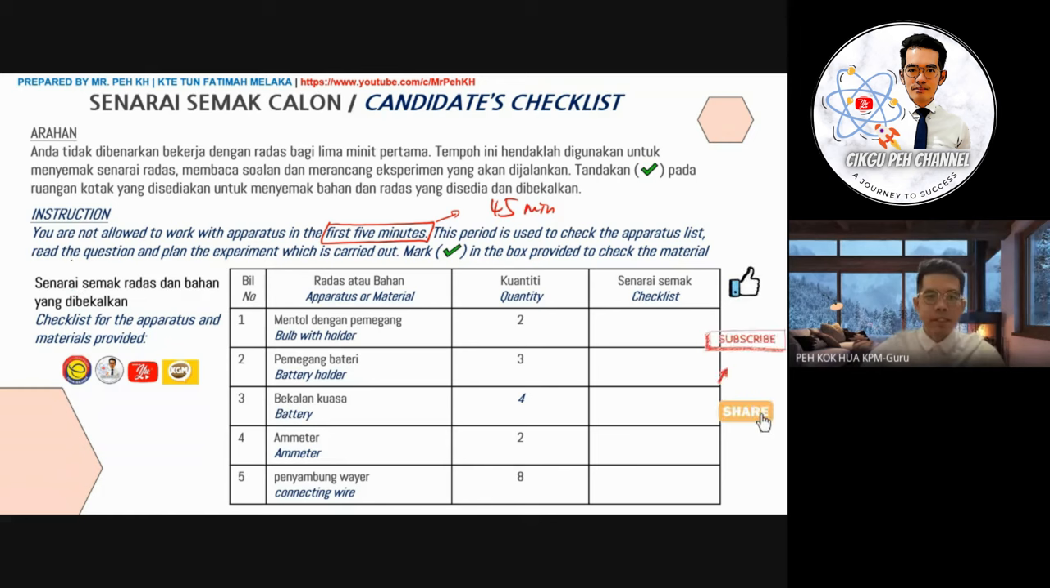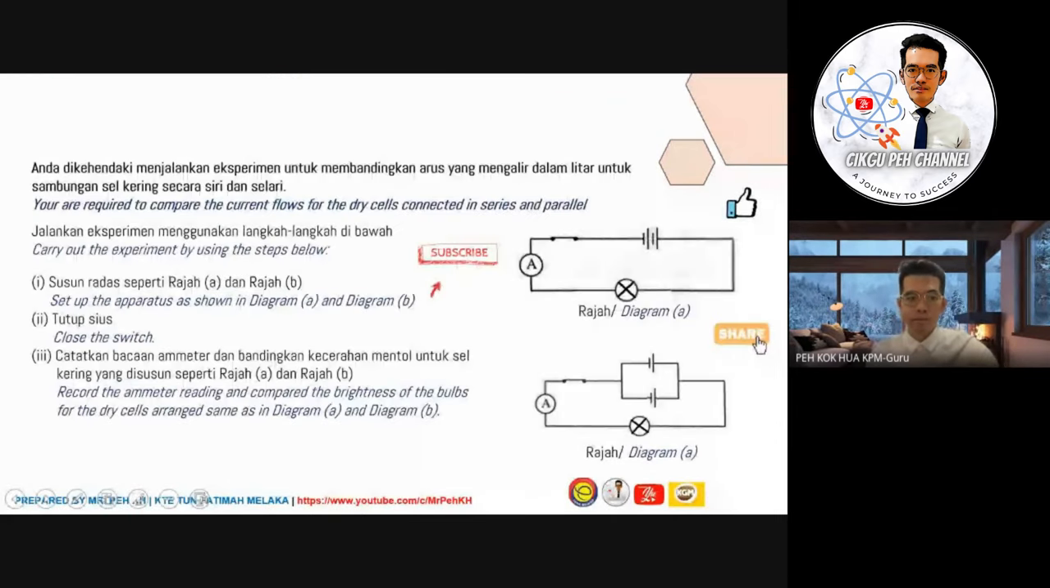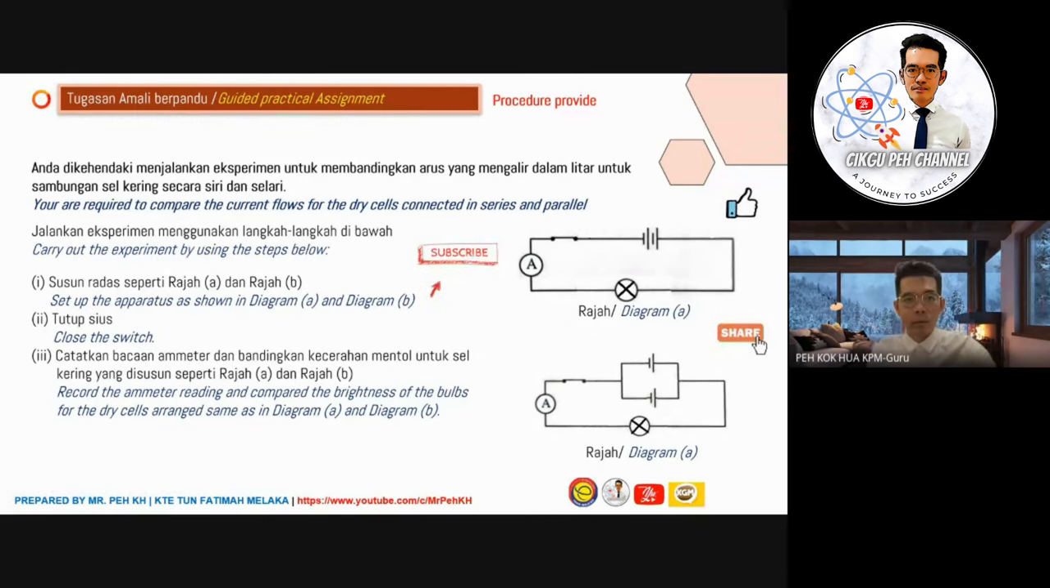Basically for this experiment, there will be two bulbs with holders to be used. Then battery holders will be 3, batteries 4, ammeters 2, connecting wires 8. Let's say you check your apparatus and all is correct. You may take the checklist and go straight to the real question and plan your experiment. In this experiment, the procedure will be provided. So this is considered a guided practical task, Tugasan Amali berpandu. Let us go through the procedure together.